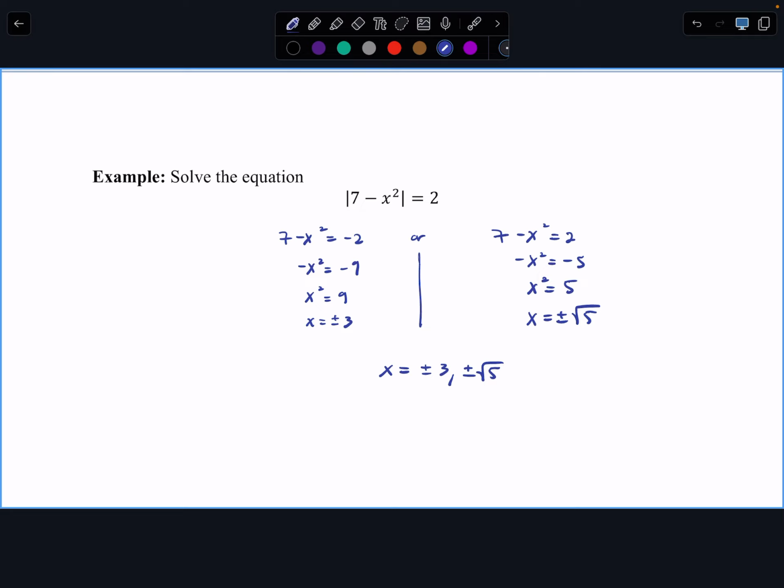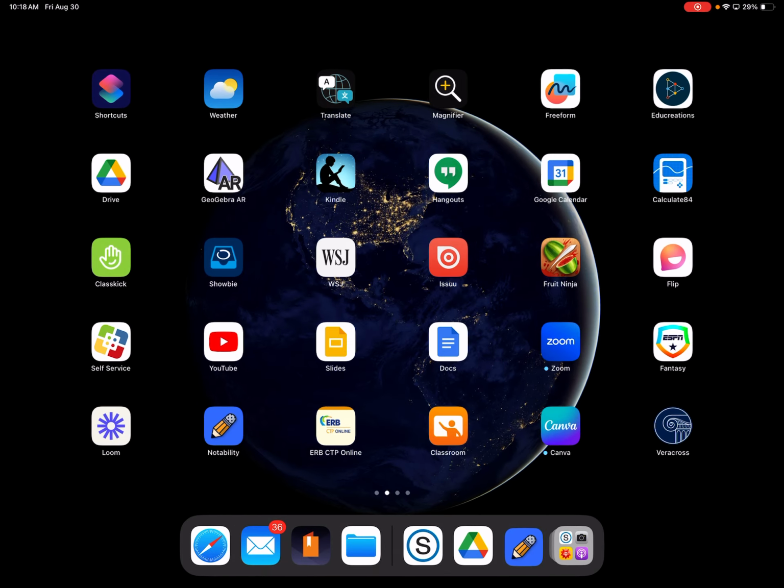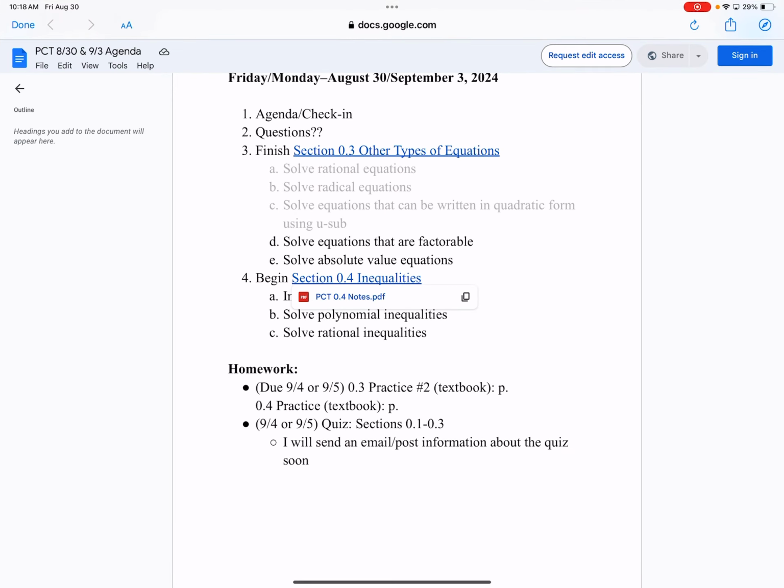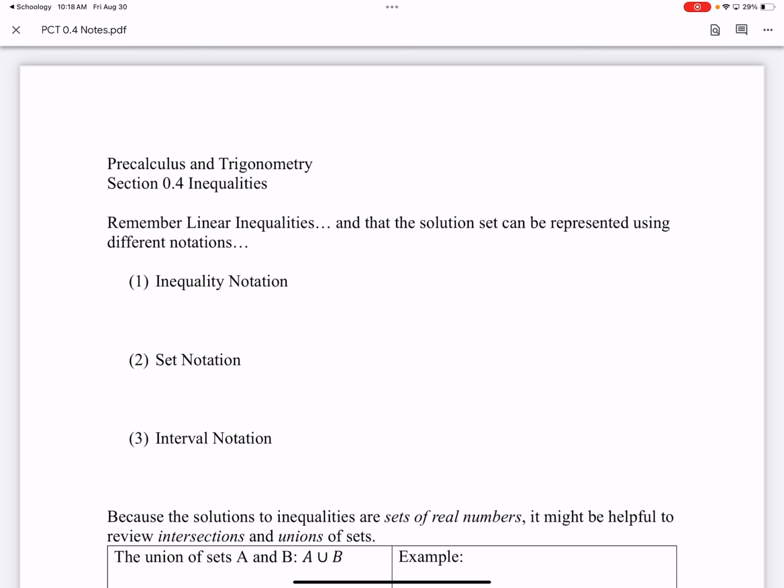Okay, that's the end of 0.3. So you'll have some practice on 0.3. But we are going to go into section 0.4 and start reviewing inequalities. And while we're reviewing inequalities, we're also going to review interval notation.